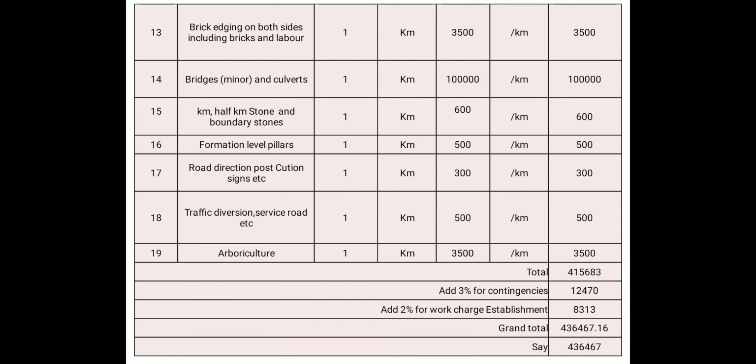That makes a total of 4,50,683. Adding 3 percent contingencies, it is 12,470. Adding 2% of work charge establishment, it is 8,313. That makes a grand total of 4,36,467.16, which is rounded off to 4,36,467. So this is how we do the abstract estimate for this particular kind of structure.